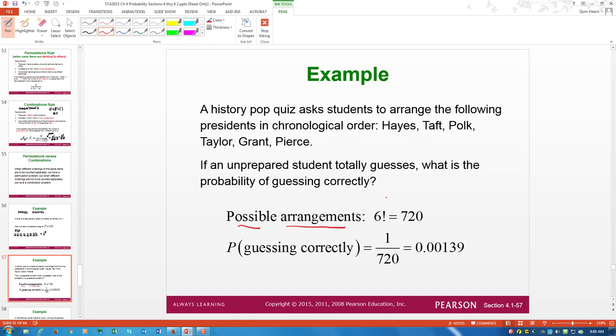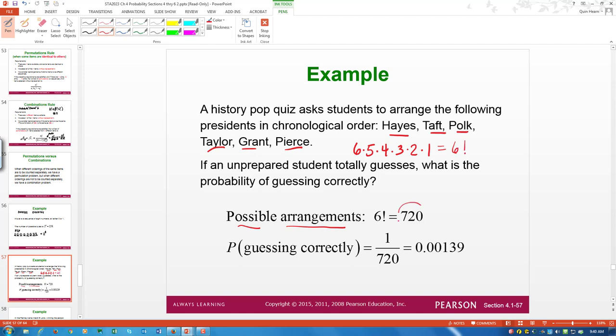how many objects do we have? We have 1, 2, 3, 4, 5, 6 names. How many of them are we arranging? All 6 of them, right? So remember, that was 6 factorial. 6 times 5: we're going to pick for the first president, we have 6 options, second 5, third 4, fourth 3, fifth 2, and sixth 1. 6 factorial. That turns out to be 720.